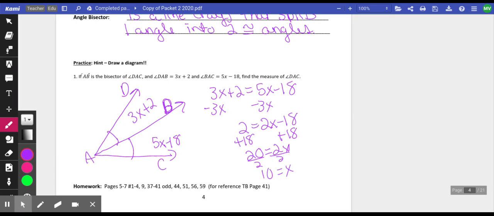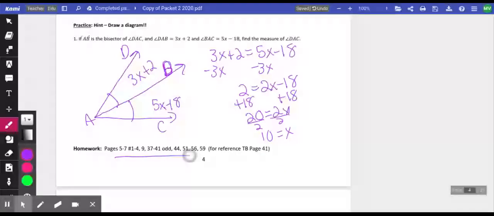So if you watch the video tonight, tomorrow during class, we'll work on these problems. If you watch the video, we'll do those in class.